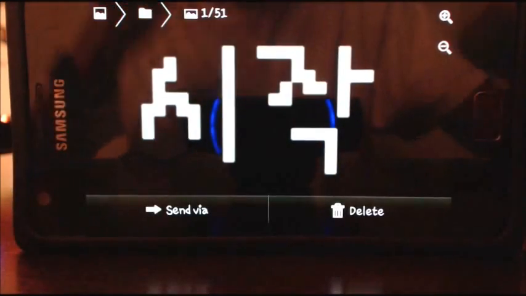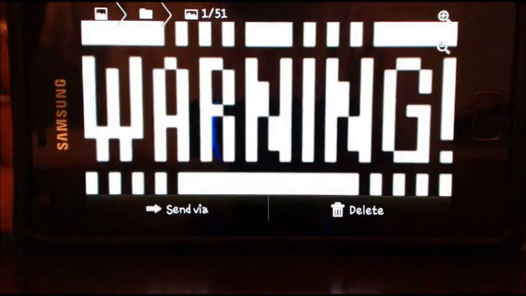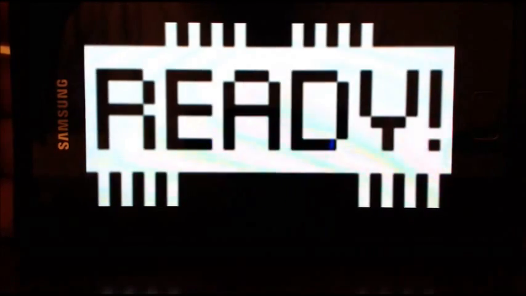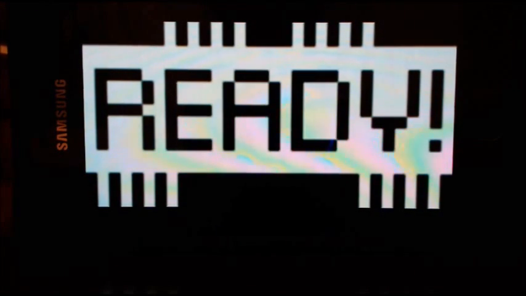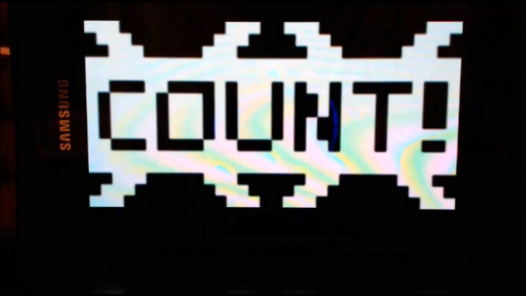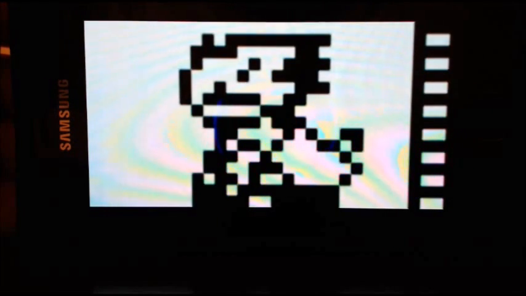Let's take a look at the second one. This is the good one here. All right, this is the second one. This is the one that looks like the old school Digivice. Well, they're all old school, but boss battle. Maybe you can buy your boss battles with bits.